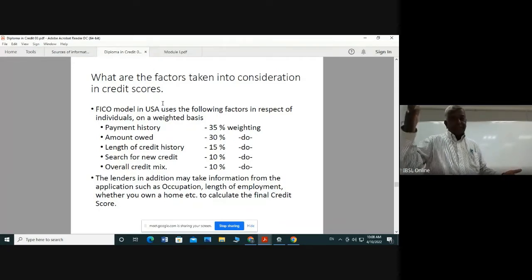Apart from this weightage, the lenders in addition may take information from the application such as occupation, length of employment, whether you own a home, etc., to calculate the final credit score. In addition to the FICO information, other information also the lenders may take and include. The final score they will get, and based on that, they will provide the credit facility.